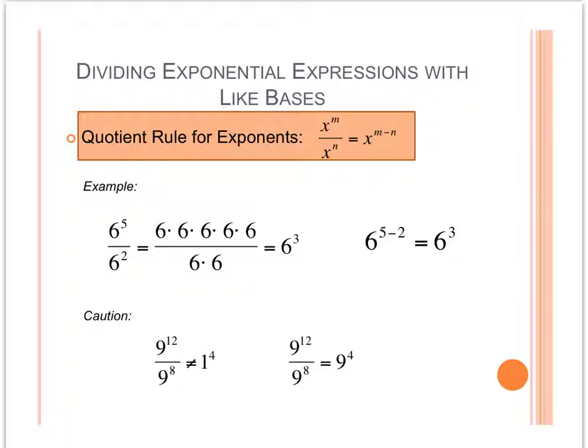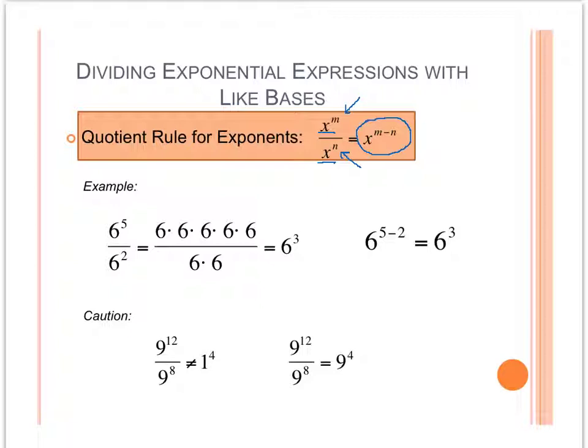Now, let's look at how to divide exponential expressions that have like bases. And we'll look at the quotient rule for exponents. As you see, we have a like base of x in both the numerator and the denominator. And what the quotient rule tells us is that if those like bases are being divided, you take the exponent from the denominator and subtract it from the exponent in the numerator. So that leaves us in this case with x to the m minus n.